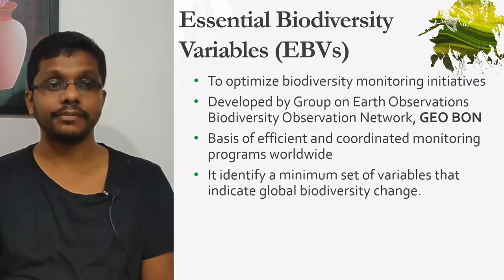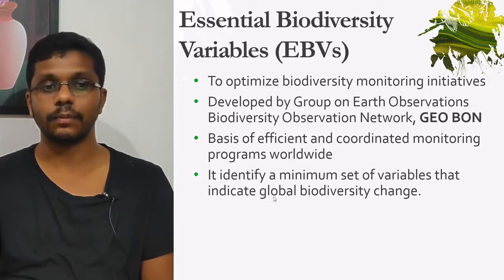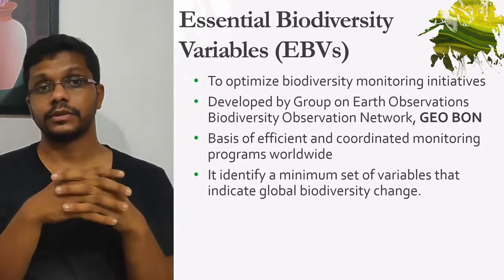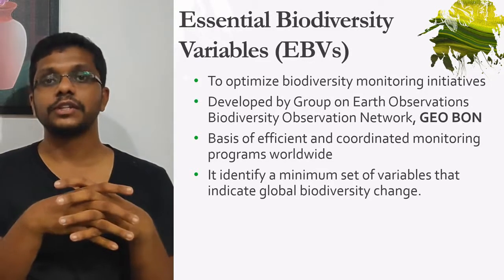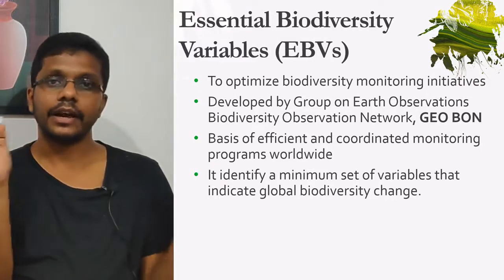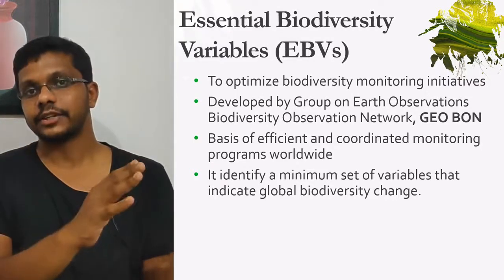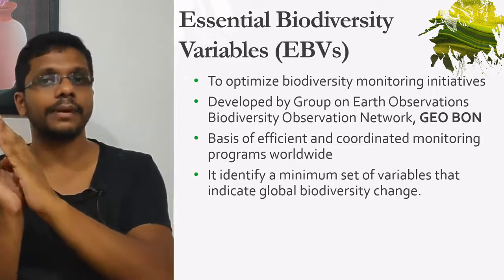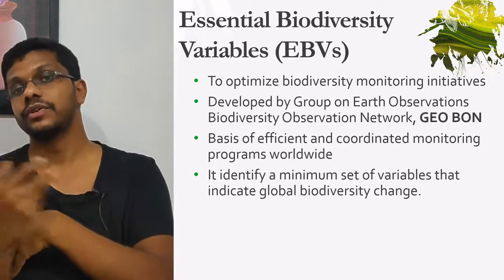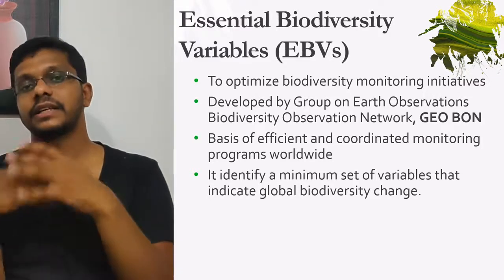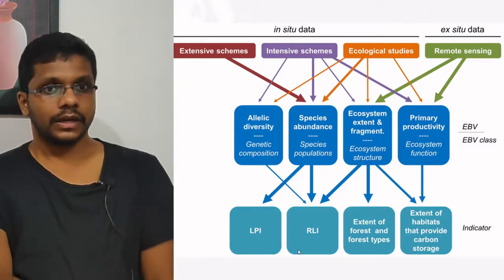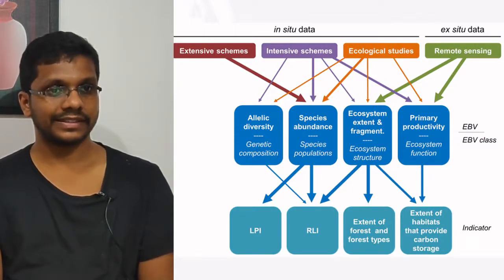Okay, it identifies a minimum set of variables that indicate global biodiversity changes. So it's actually a very good platform to measure the global biodiversity changes. Whatever type of study you are conducting, you can actually convert your data into one of the essential biodiversity variables. Based on that, we can calculate the performance of biodiversity, or the trends in biodiversity. So this is how it looks like.